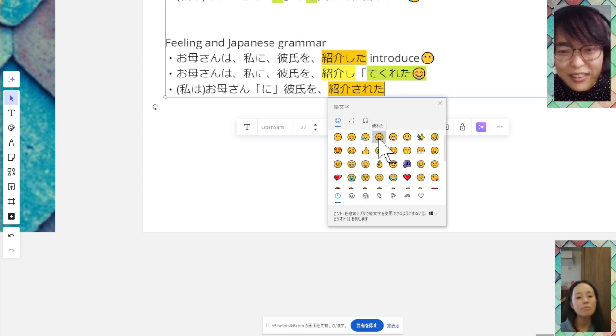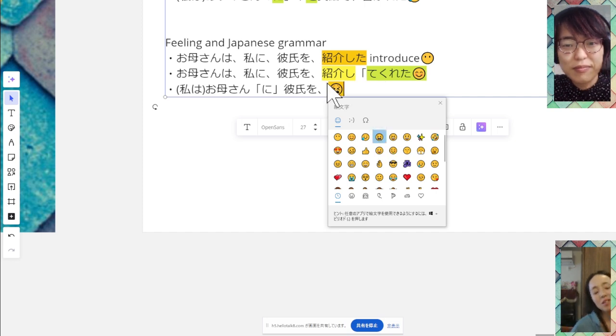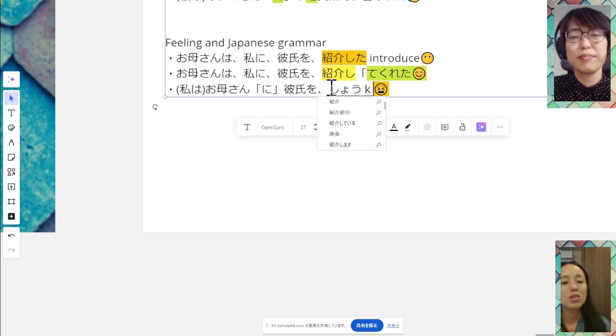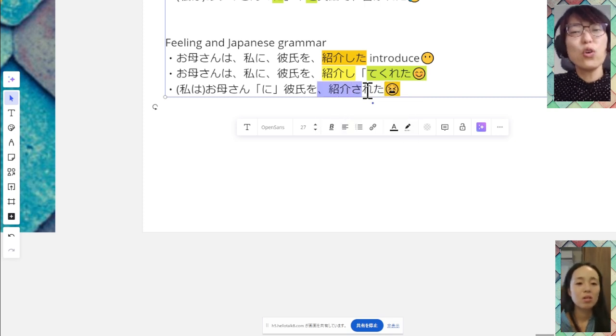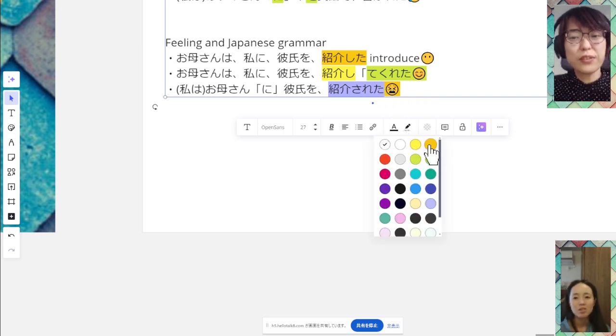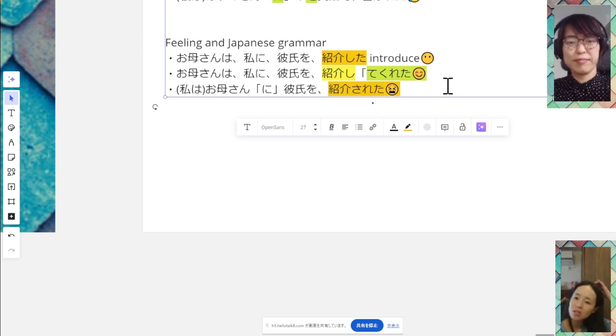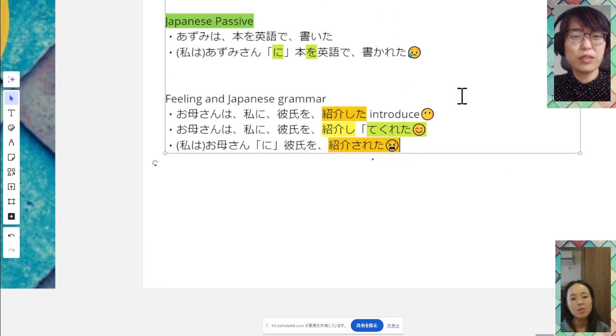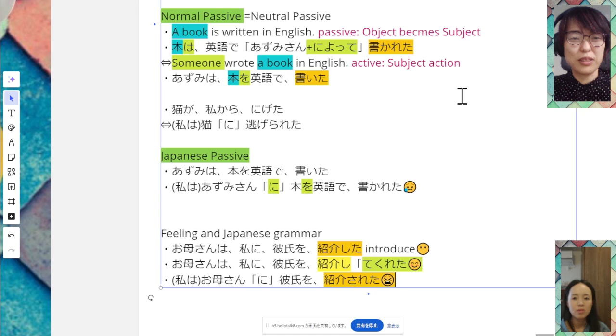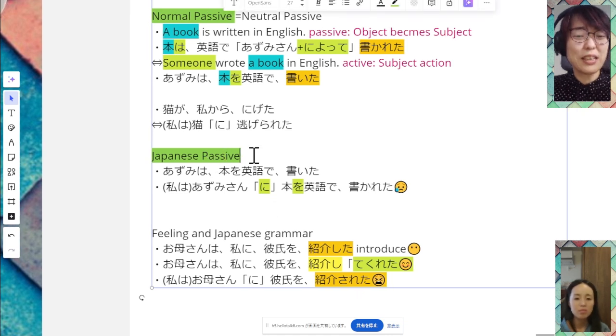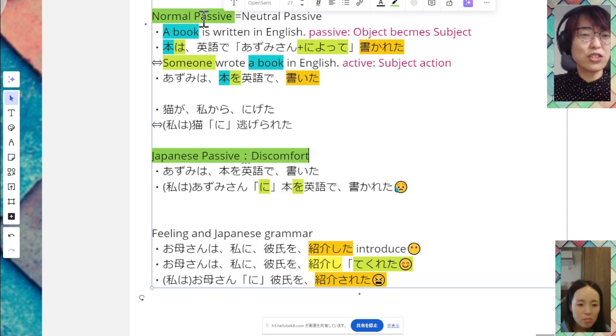So it depends on the context, I think. 私、お母さんに彼氏を紹介された。Even if it is not a strong negative feeling, it's still like surprised. You didn't expect it, kind of. So just like passive. Of course you always have to care about this kind of thing. Is it Japanese passive, discomfort? Or is it actually normal passive?